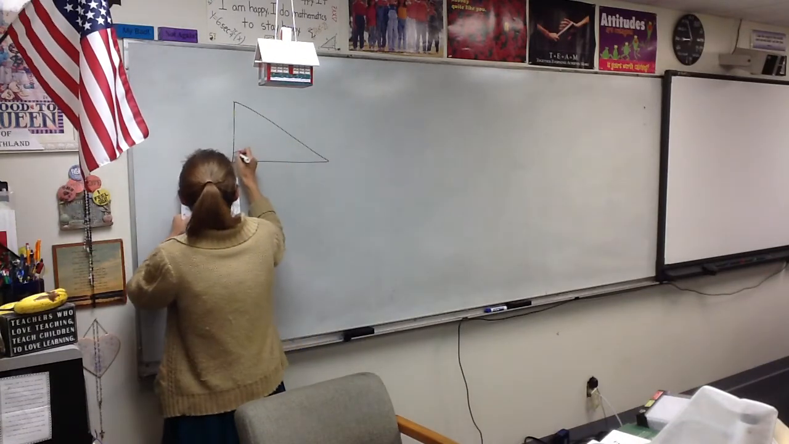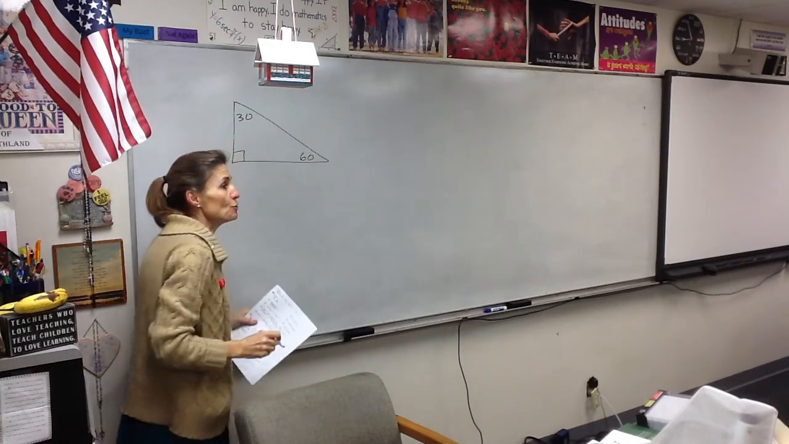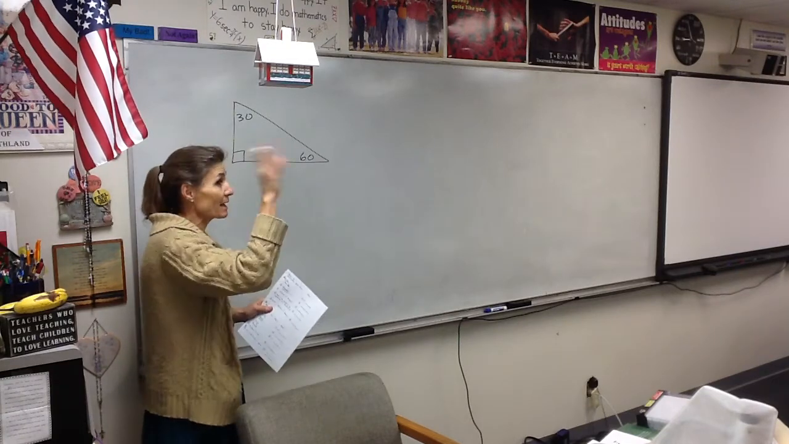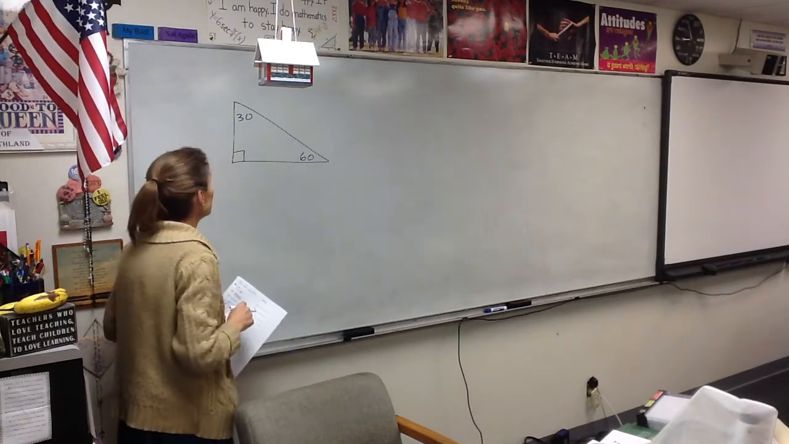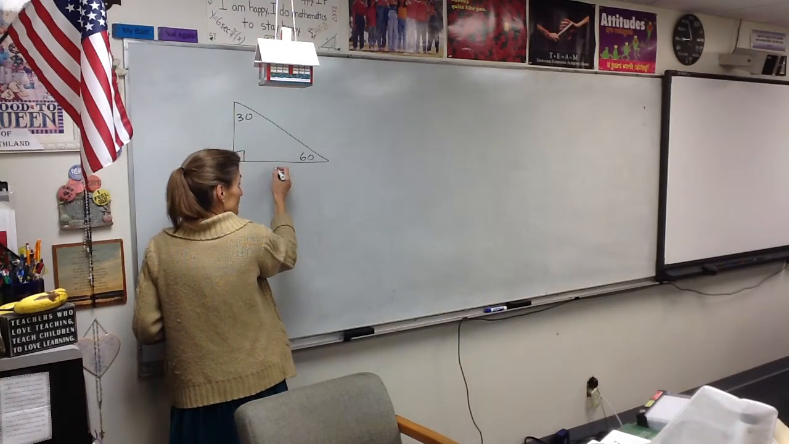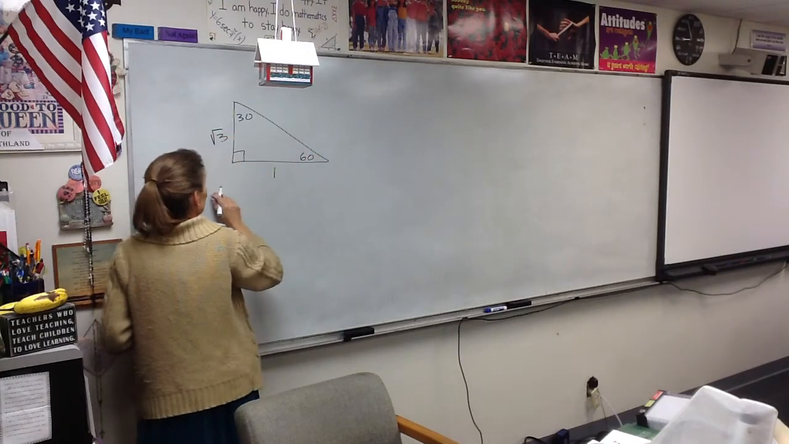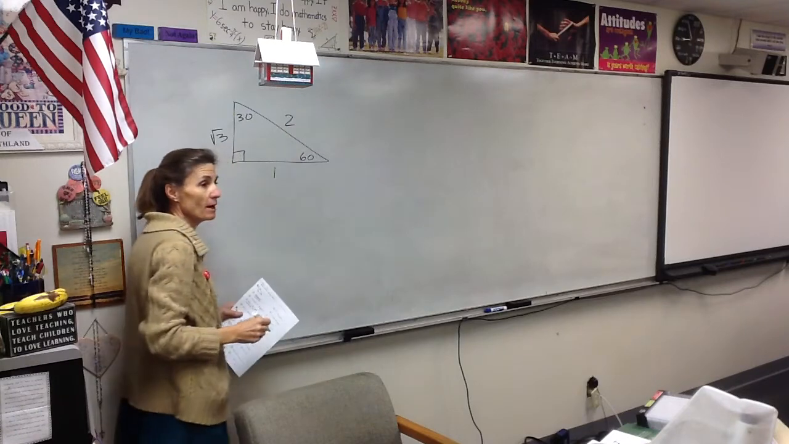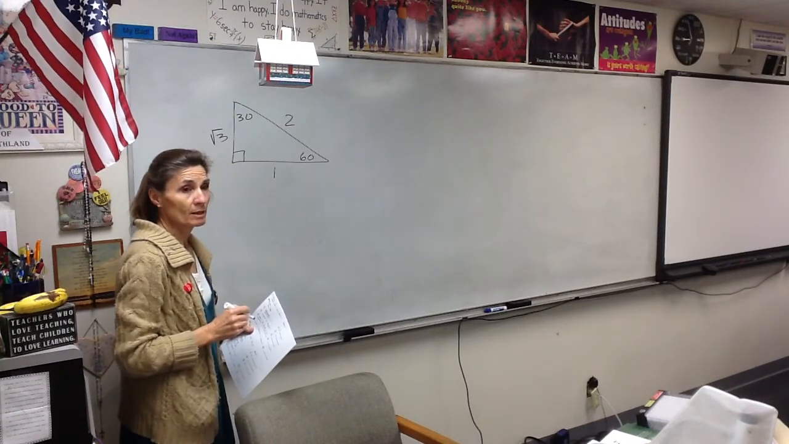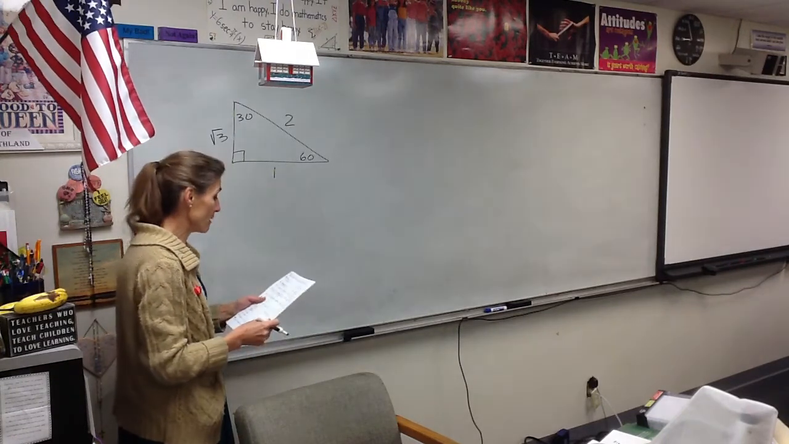So look at that very first question. We have a 30, 60, 90 triangle, and you were asked to memorize the ratios in the 30, 60, 90, which you did back in geometry. This is nothing new. Across from the 30 is a 1. Across from the 60 is the root 3. And across from the 90, or the hypotenuse, is a 2. You've got to know those ratios. Okay? So if you don't, get them figured out.